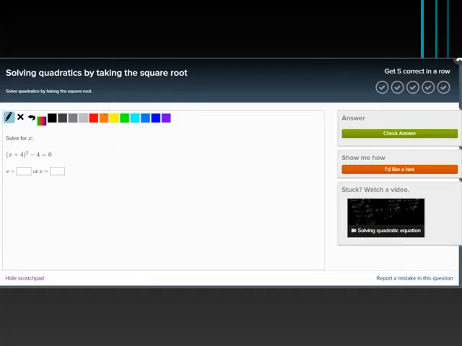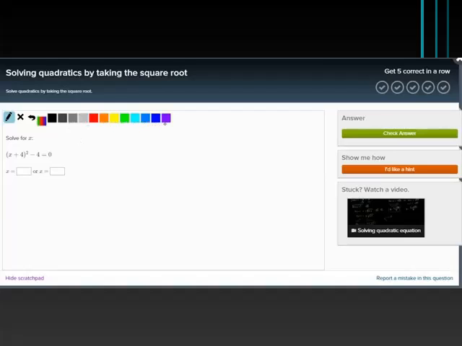This one is solving quadratics by taking the square root. As you notice in this problem, this one's slightly different than the ones we were doing before with factoring. This one is (x + 4)² − 4 = 0. The thing about it is there's only one x in this problem. Whenever you have a problem with only one x, we can solve it by taking the square root.